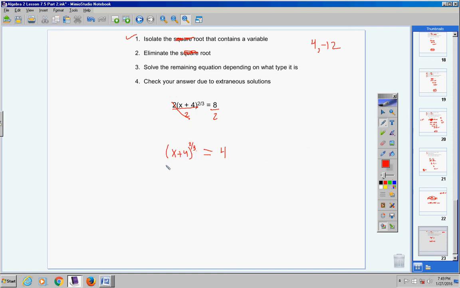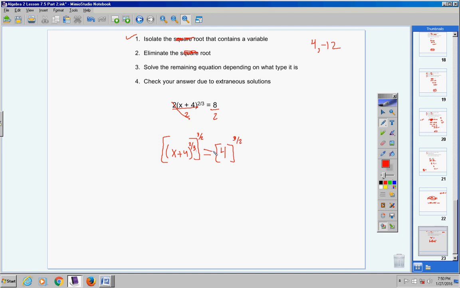So here's what you can do. It's so fast and it's so cool. You can raise this entire side to the 3/2 power. Why would I use 3/2? It's the reciprocal of this. And I'll show you why in a second. So if I raise this entire side to the 3/2 power, I can come over here and raise this side to the what power? 3/2.